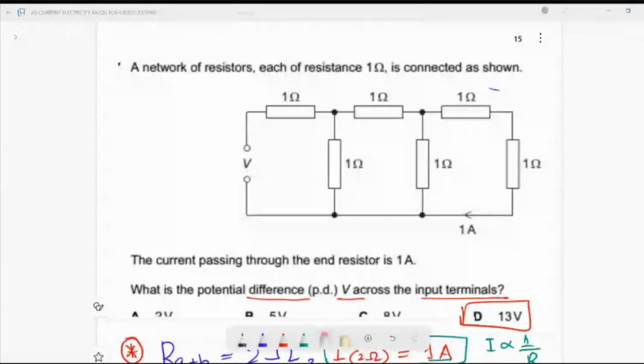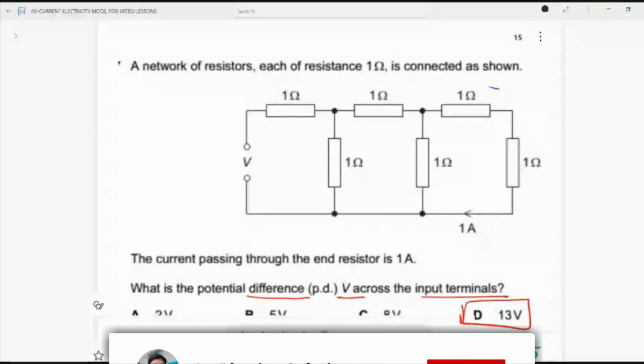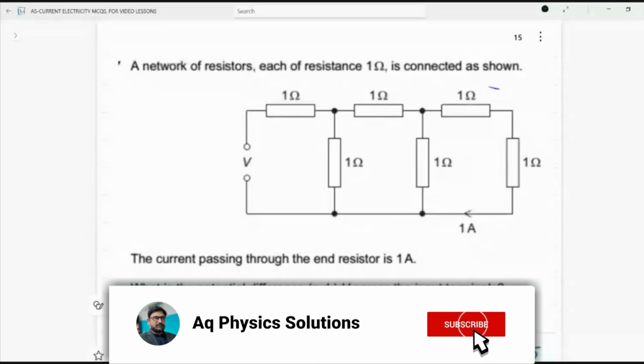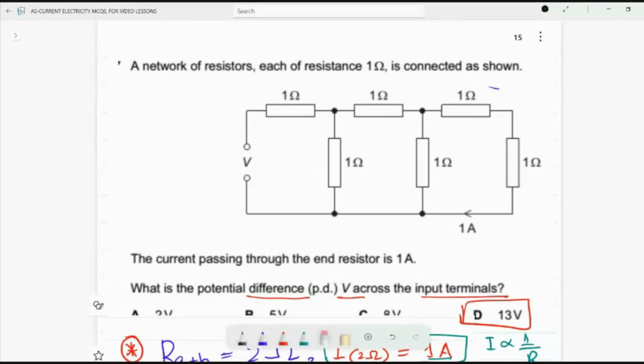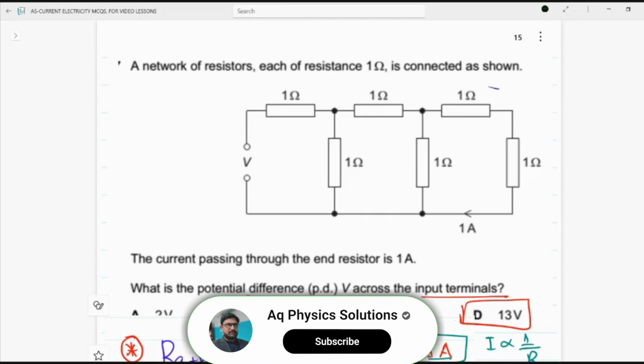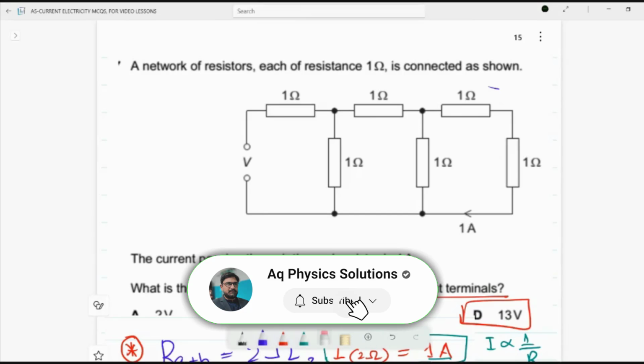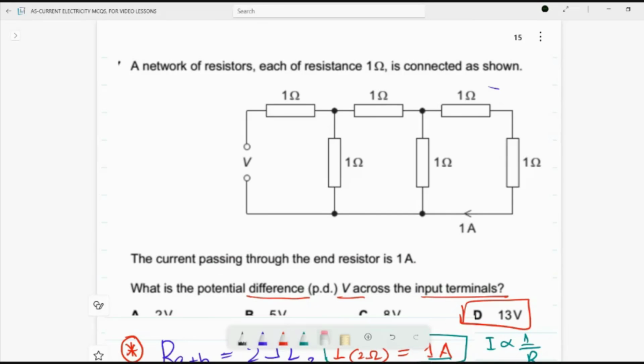As I promised you to give you some important information about these horrible questions, in my first series of videos, I have solved a few questions which were related to potential dividers, I mean series circuits. Now, in this series of videos, I have selected a few questions which entirely cover all the areas of series and parallel. Here, this is one of the questions.